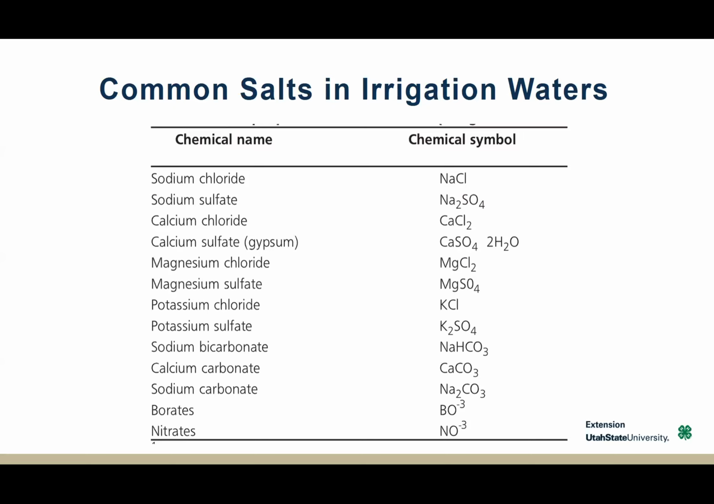Here is kind of just a compilation of common salts we find in Western US irrigation waters, very common to the ones we find typically here in Utah, in our valleys, both in our surface and shallow groundwaters, well waters, and things. I won't go through the whole list, but you can see them here in their chemical symbols.